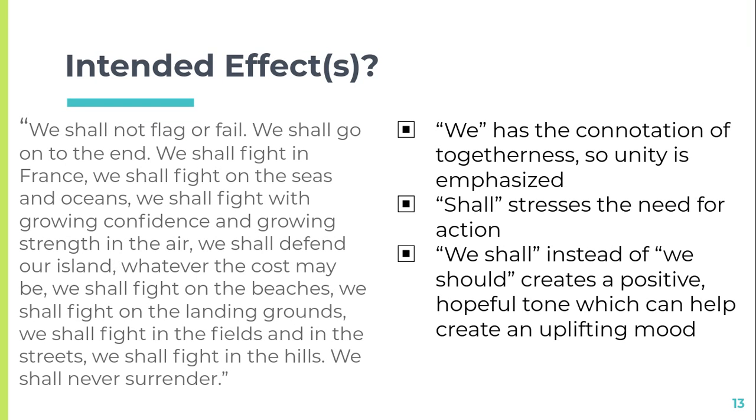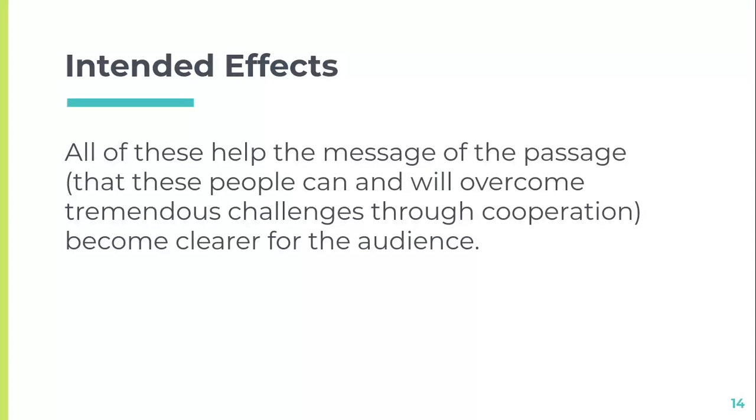Okay, so what did I say? Well, I said that the repetition of the "we" has the connotation of togetherness, so that the idea of unity is emphasized. And then the repetition of "shall," as in we will do this, stresses the need for action, but also a certainty in success. It creates a positive, hopeful tone, which can lead to an overall uplifting mood within the piece. So ultimately, all of these help the message of the passage, which is that these people can and will overcome tremendous challenges through cooperation, become clearer for the audience.